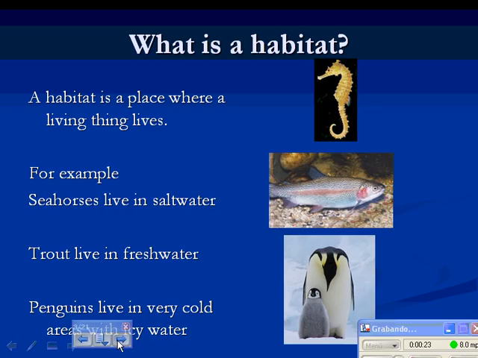What is a habitat? A habitat is a place where a living thing lives. For example, seahorses live in salt water, trout live in fresh water, and penguins live in very cold areas with icy water.